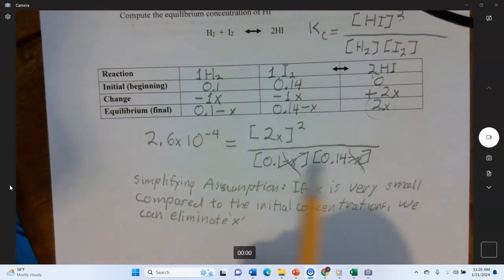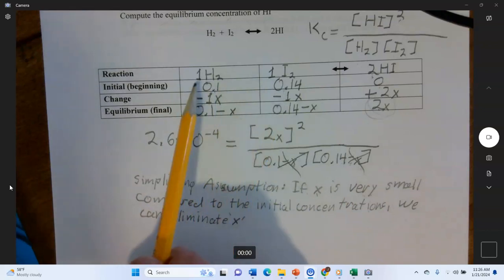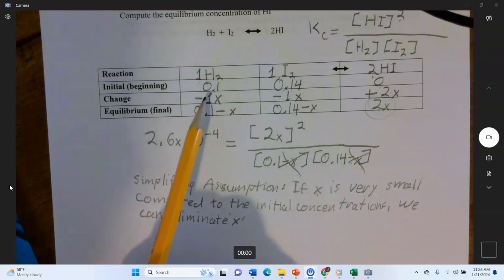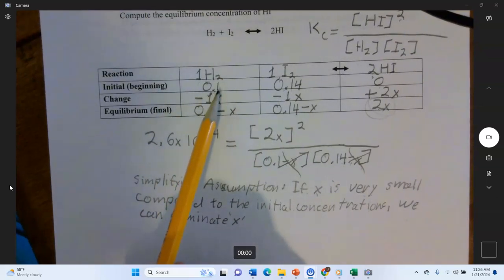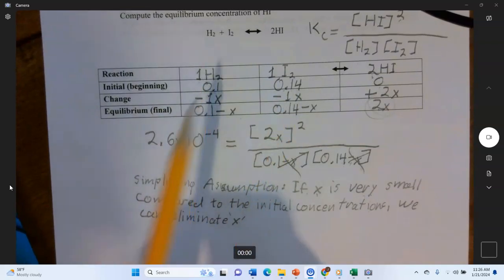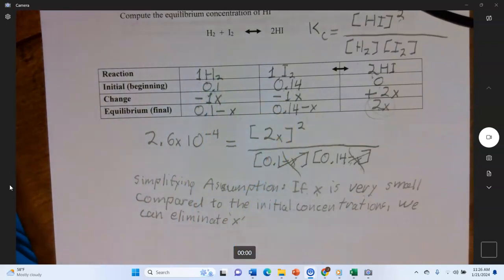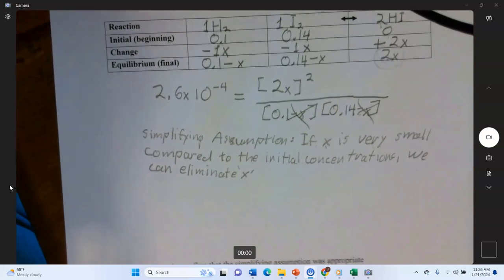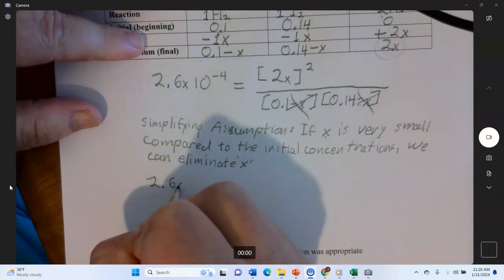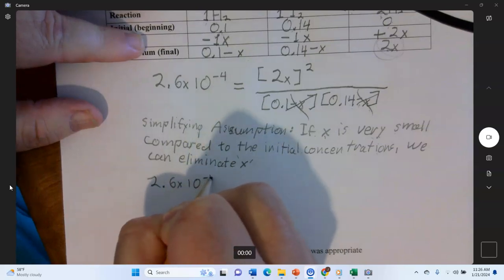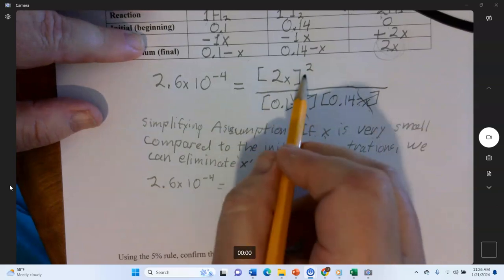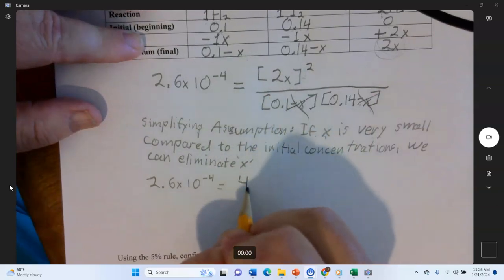That's true if these x's are very small compared to the initial reactants. Now, which initial reactant? Well, use the smallest one, because that's the one it could most likely be close to, not the bigger of the two. So I'll use the smaller of the two, all right? So now we're going to rewrite the equation down here. So now we're going to square the 2 and square the x, so you get 4x squared.